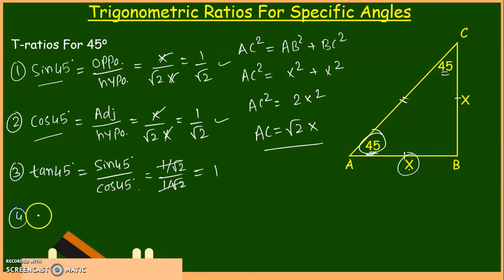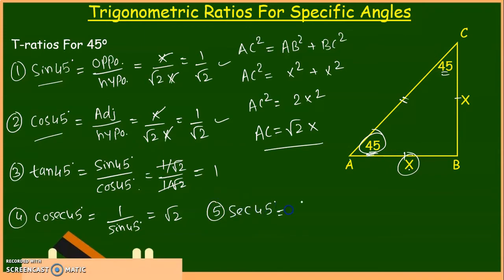Now if you want to find out the value of cosec 45, cosec is the reciprocal of sine 45. Sine 45 is 1 by root 2, so cosec 45 will be root 2. In the same way, sec 45 is the reciprocal of cos 45. Cos 45 is 1 by root 2, so sec 45 will be root 2. And last, cot 45, that is the reciprocal of tan 45. Here tan 45 is 1, so 1 divided by 1, so we get cot 45 is also equal to 1.